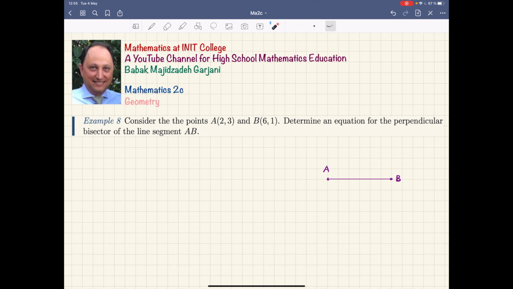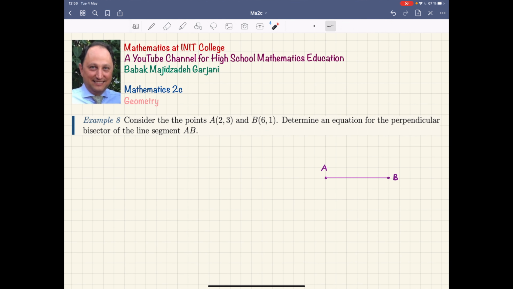Okay, so now you want to find the perpendicular bisector. You want to write an equation, which is the problem in chapter 2: determine an equation of the perpendicular bisector of this line segment. I am waiting for you. We couldn't solve this problem at that point because we didn't know the formula for the midpoint.